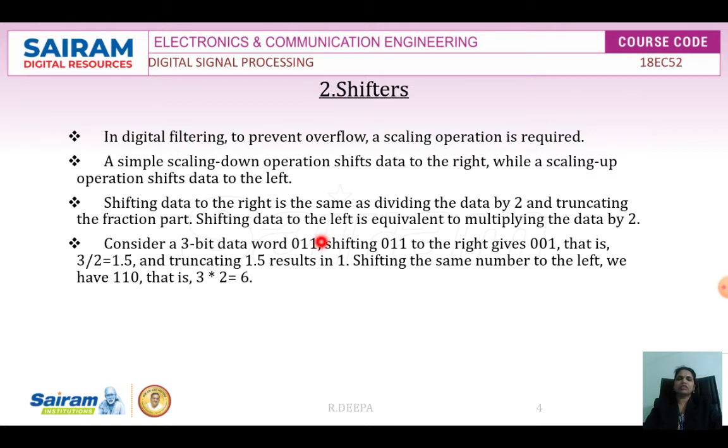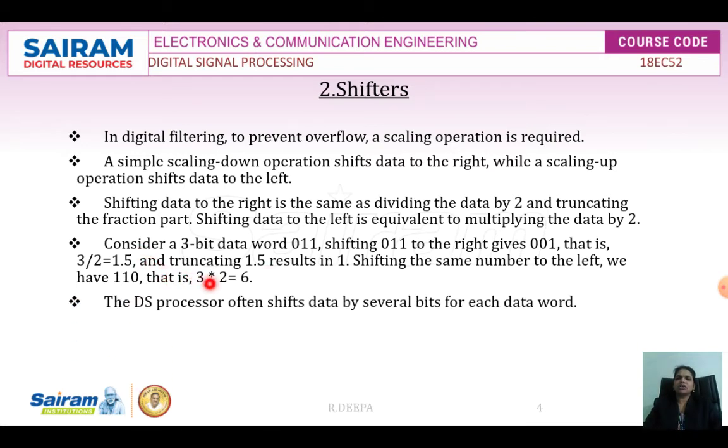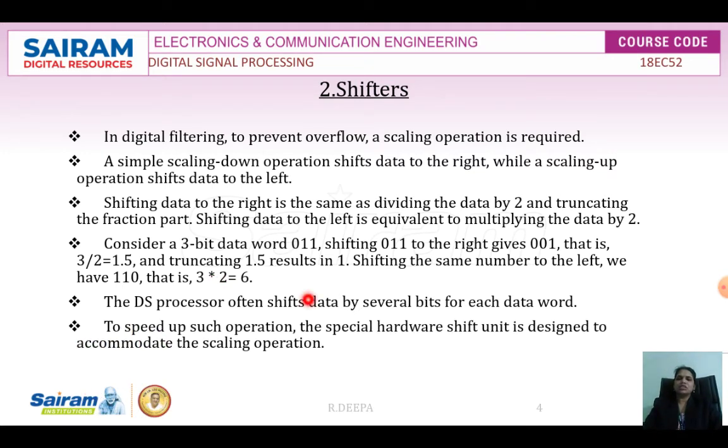So it is equivalent to shifting the data towards the right side. And now shift the same data to the left. So what happens? 0, 1, 1. If we shift it to the left, it becomes 1, 1, and the least significant bit will be added with 0. So the equivalent number is, just multiply the given number by 2, you will be getting the equivalent number, which is 6, and this 6 is equal to 110. So the digital signal processor shifts data by several bits for each data word. In order to speed up the operation of the digital signal processor, this particular shifter unit is used to accommodate the scaling operation.